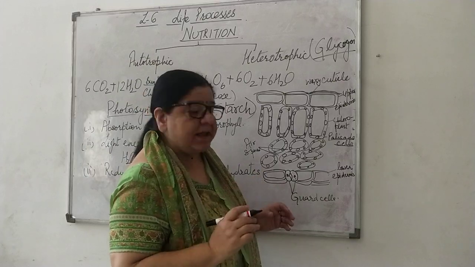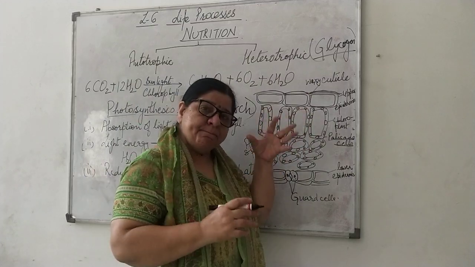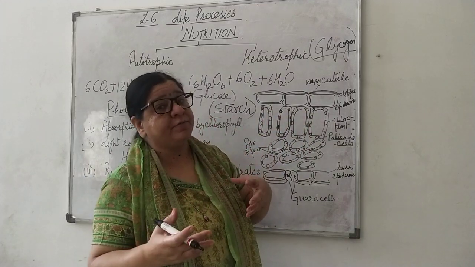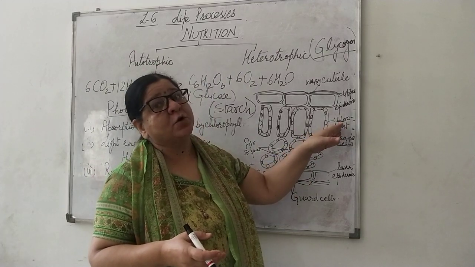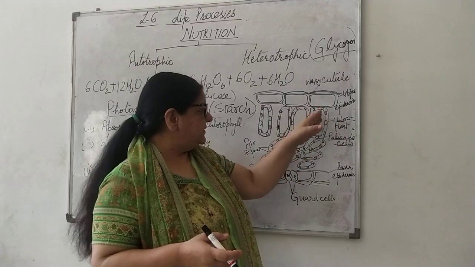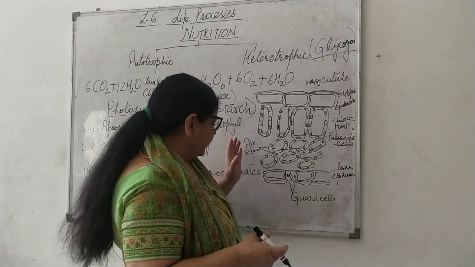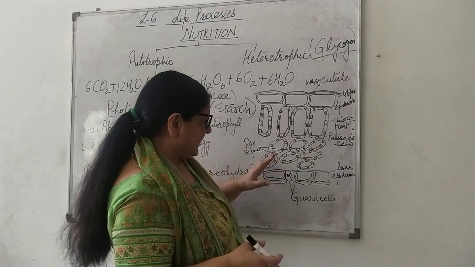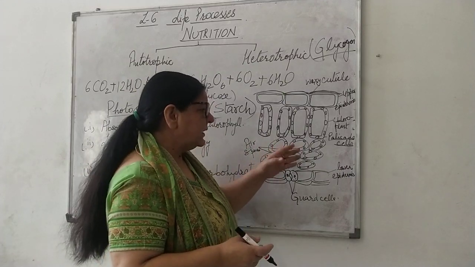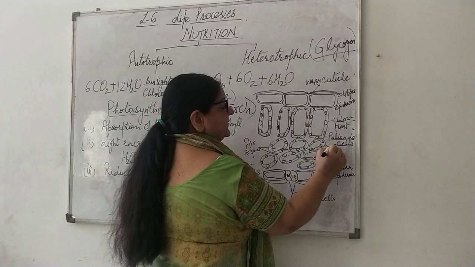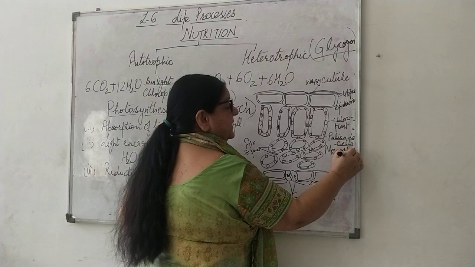These palisade cells have chloroplast in them, and these cells are mainly responsible for photosynthesis because chloroplast is present here. Inside the chloroplast, the chlorophyll is present. So these elongated cells are known as the palisade cells. And below these, there are more cells and air spaces present in these cells. These are known as mesophyll cells.